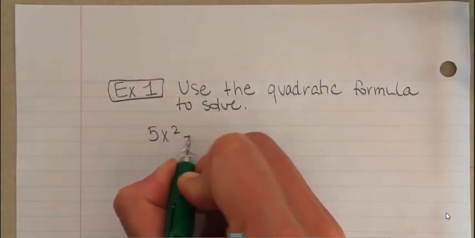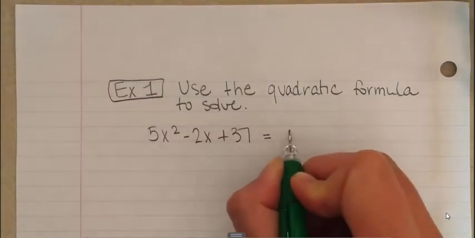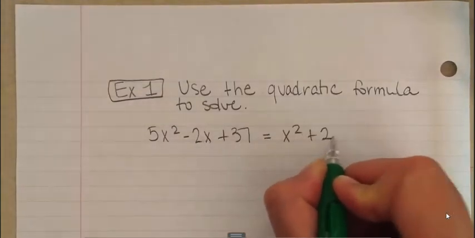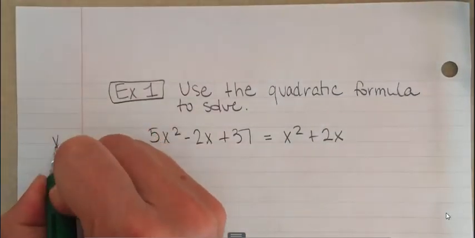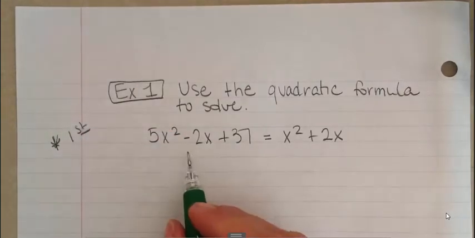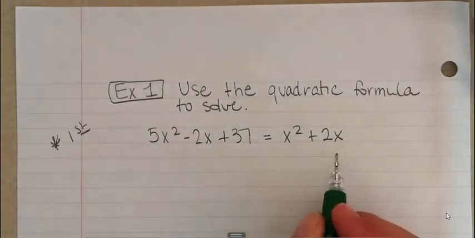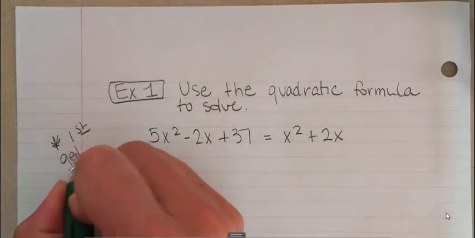Okay. So the first thing, okay, well actually here, let me give you the problem. 5x squared minus 2x plus 37 equals x squared plus 2x. All right, so the first thing you always want to do is not treat this quadratic this way. You want to deal with this when it is in standard form.